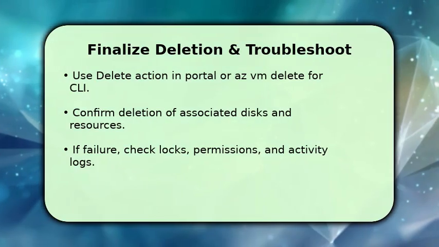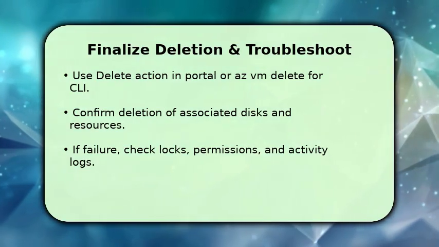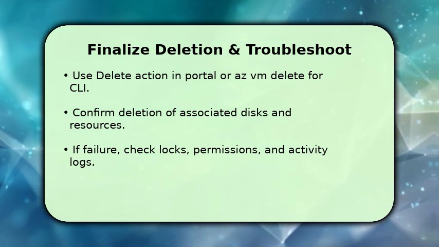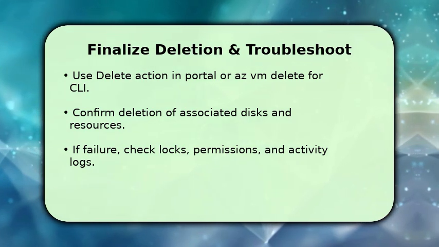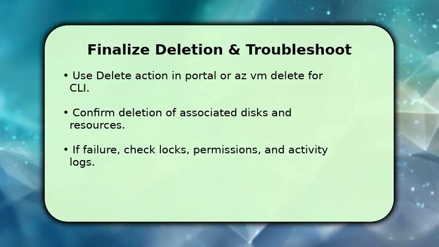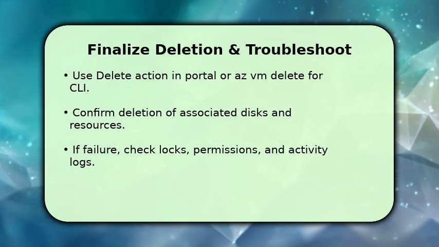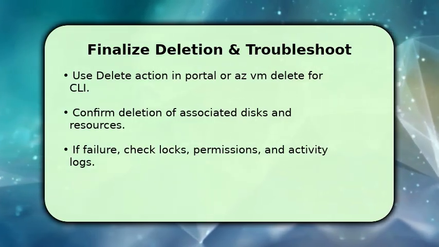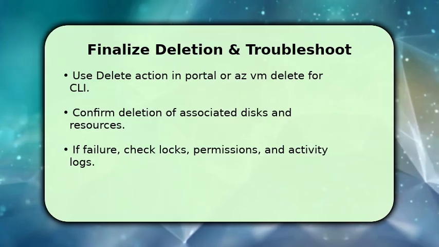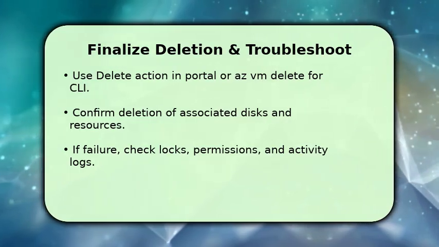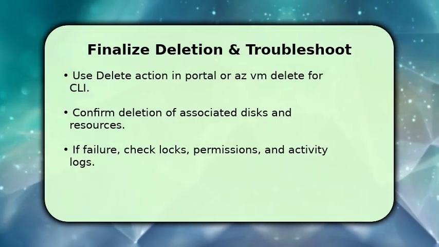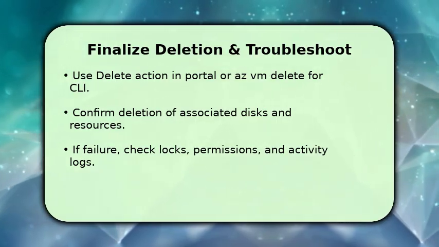Now you perform the final delete. In the portal, click Delete and Confirm, or run az vm delete --name VM --resource-group RG to remove it from CLI. Make sure to select or confirm deletion of associated disks and resources if you want them gone as well. If deletion fails, check for resource locks, insufficient RBAC permissions, or dependencies flagged in activity logs, and remove locks or update IAM roles before retrying the operation.